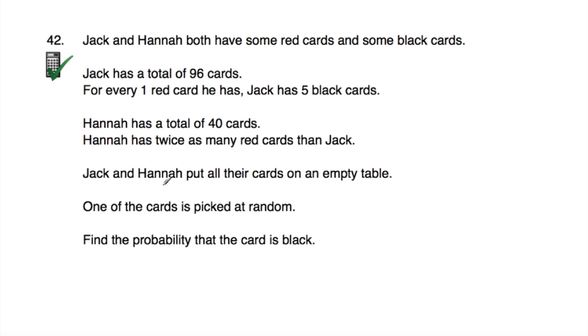And we're told that Jack and Hannah put all their cards on an empty table, so they're going to put all their cards on an empty table, and one of the cards is picked at random. And the question is find the probability that the card is black. So what we're going to do here is we're going to actually find out how many red and black cards each of them has.